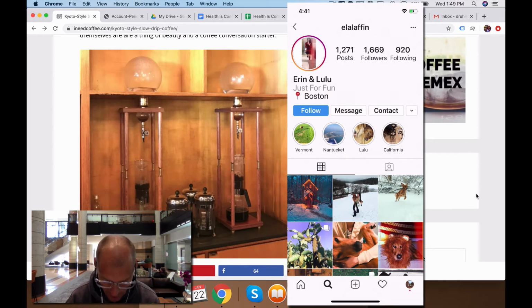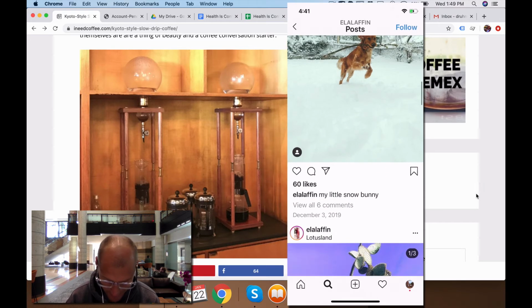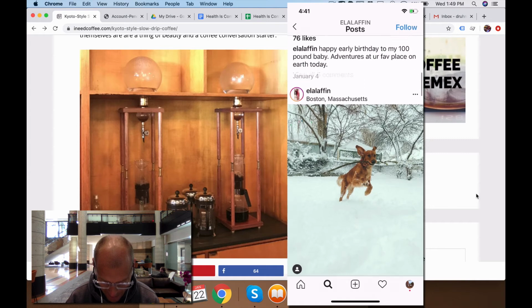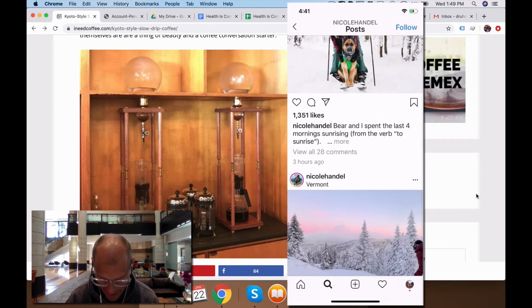I'd come in, I'd follow them, I'd click on this, and I'd say, looks like it's having a blast in the snow, something like that. And you do that with 20 per day.